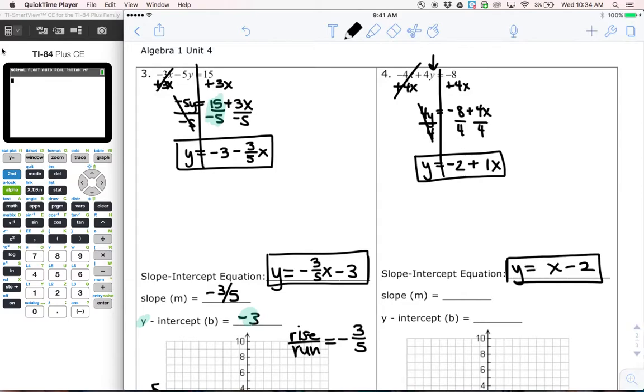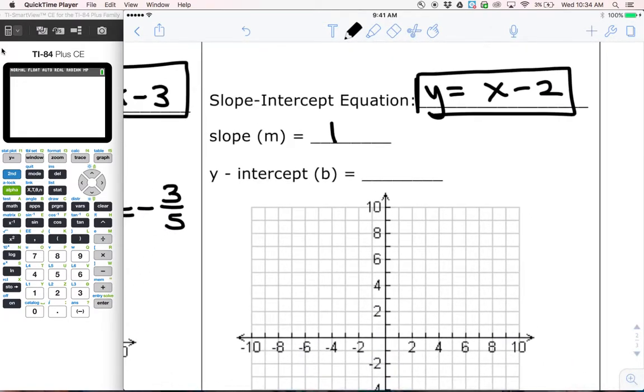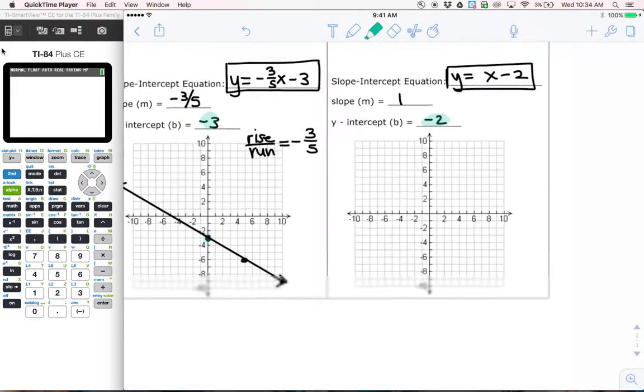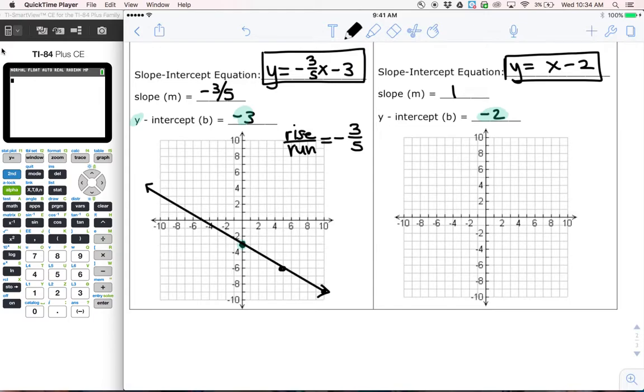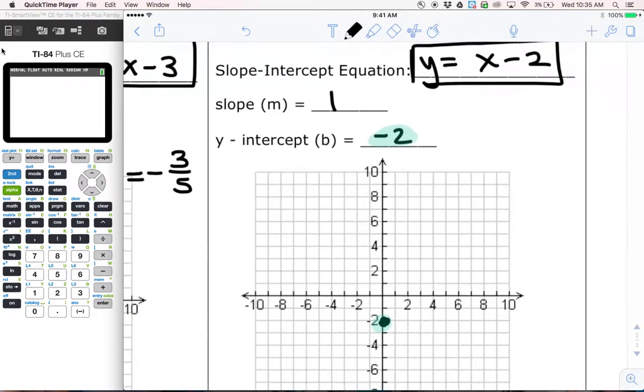Here we go. So my slope in this case is 1, right, the number with x. My y-intercept is negative 2. So the first point to go on the graph is going to be this negative 2. All right, here we go. Negative 2 is my first point. Now my slope in this case is 1. And for some reason, this idea can confuse kids sometimes.